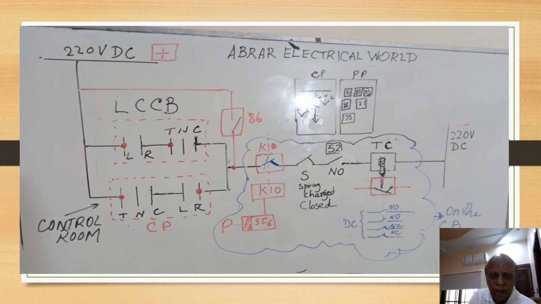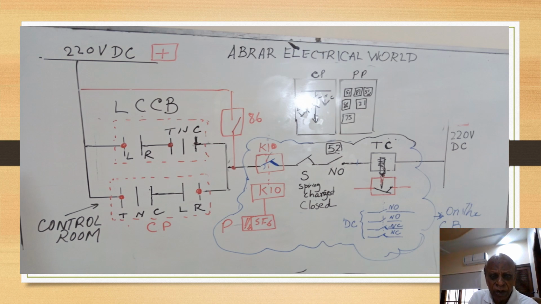But here you see this is for manual closing and manual tripping. So these switches remain the same as in the closing circuit. The only difference is that you will use this position for the tripping, and the local and remote selection will remain the same.